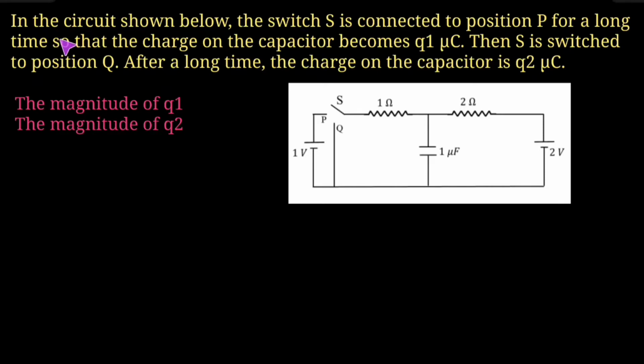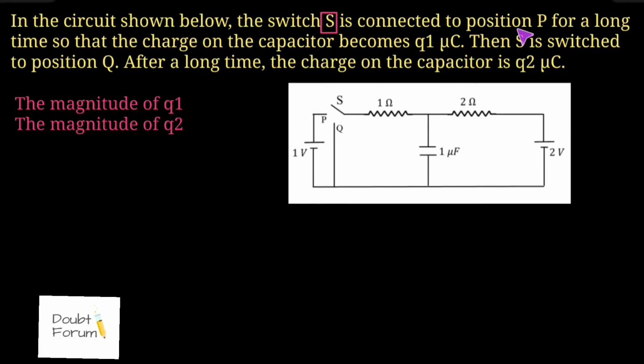This question is: in the circuit shown below, the switch S is connected to position P for a long time so that the charge on the capacitor becomes Q1 microcoulomb. Now this switch is being switched to position Q and after a long time the charge on the same capacitor is Q2 microcoulomb. And here we are asked to find the magnitude of charge Q1 as well as charge Q2.